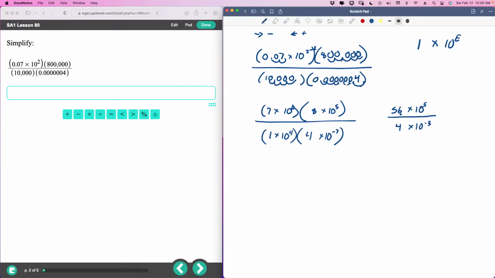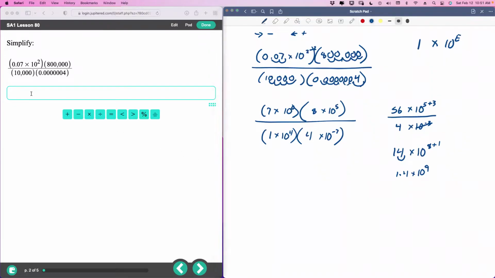Now what we need to do is say 56 divided by 4. And that's going to be 14, I believe. Yes. So 14 times 10. When we bring this up to the top, it changes the sign of the exponent. So it's going to be 8, right? But we have 2 digits here. We only want 1. So we're going to move the decimal to the left, which means we're going to add. So it's going to be 1.4 times 10 to the 9.